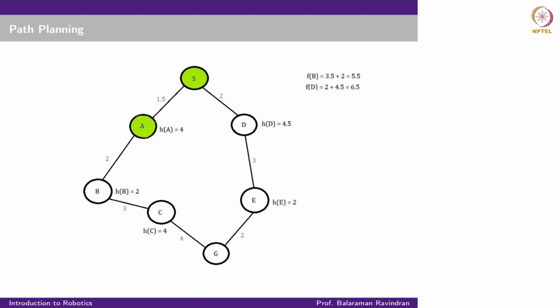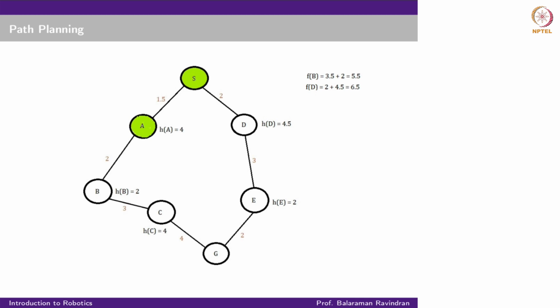Now I'll expand A. What are the nodes that I have to consider? I have to look at B. What will be my G score for B? The G score for B is 3.5, which is basically the G of A plus the distance from A to B, which is 3.5, and my H score of B is 2. So my F score of B is 3.5 plus 2, which is 5.5. And remember, my F score of D was 2 plus 4.5, therefore it is still 6.5, right? So, okay, that's a bad thing.